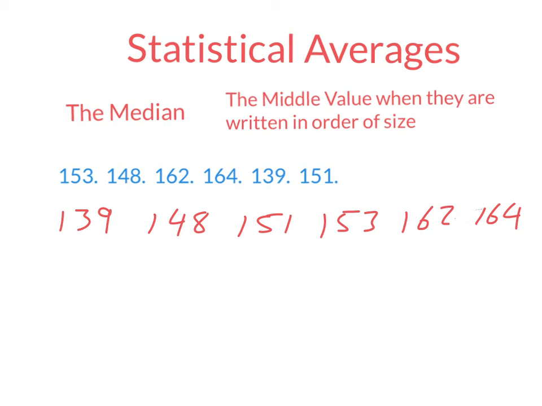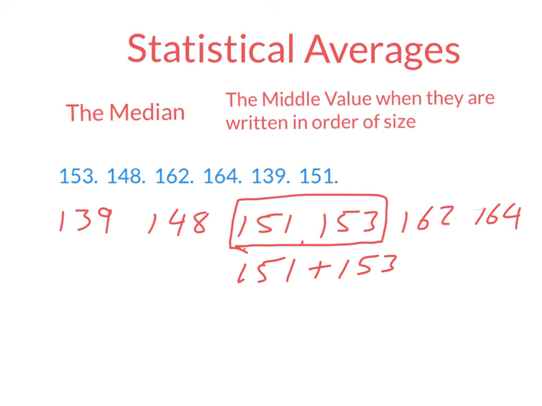Now, remember, we're looking for the middle value. Well, we've got a bit of a problem here, because if we go to the middle, there's nothing. So we have, in fact, 2 values in the middle. So when you have an even number of values, you will always have 2 in the middle. And so what we need to do in this instance is add them together and divide by 2. We basically get the mean average of these 2 middle values. So 151 plus 153 gives us 304. And then, because there's 2 values, we need to divide that by 2. And that gives us a median average of 152 centimetres.